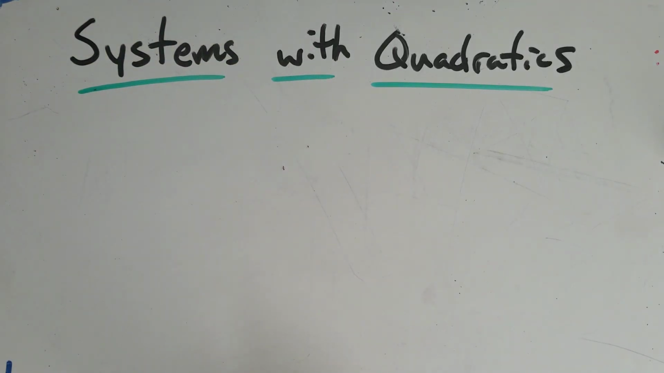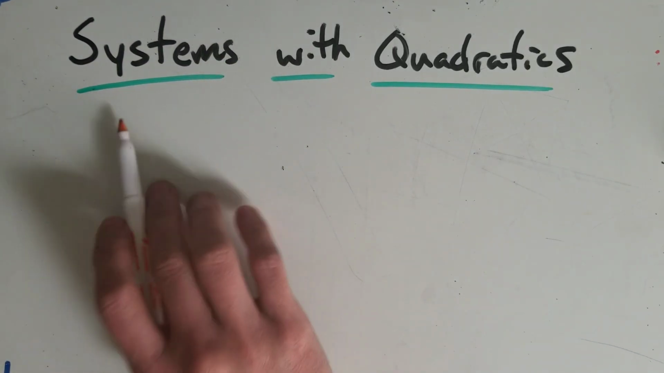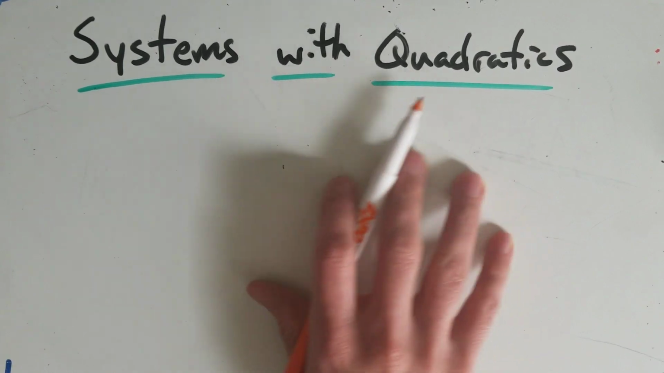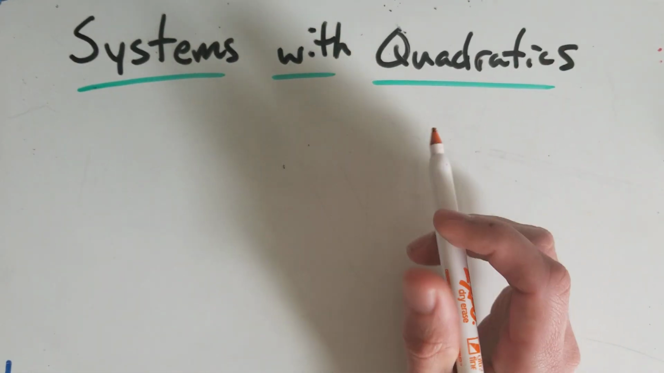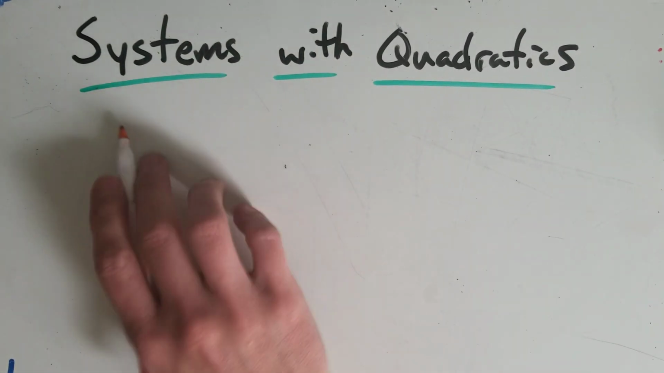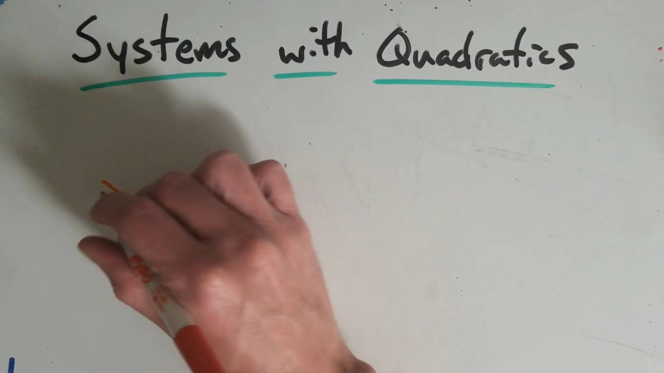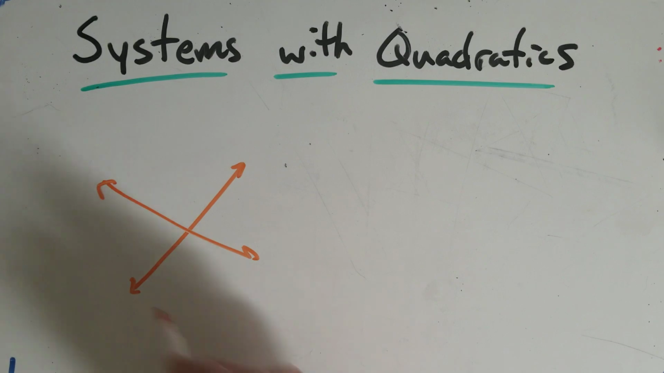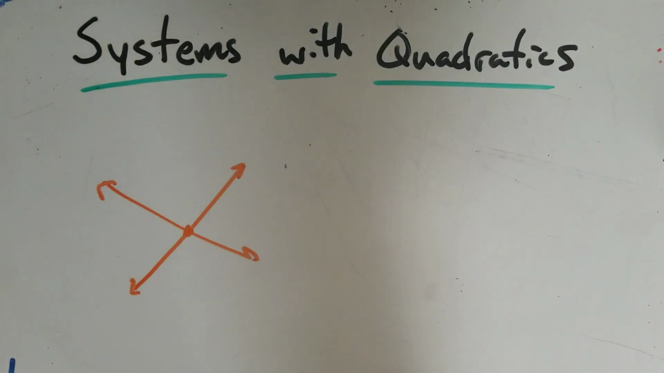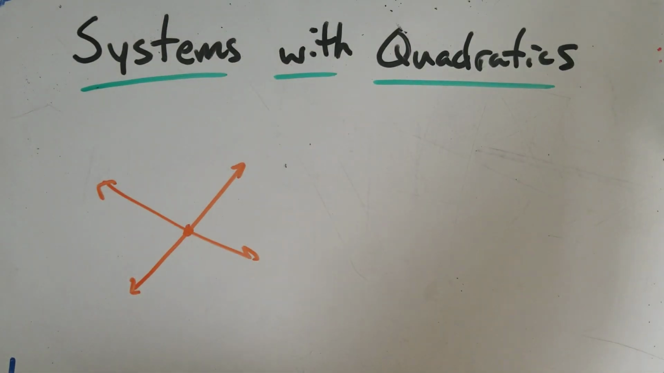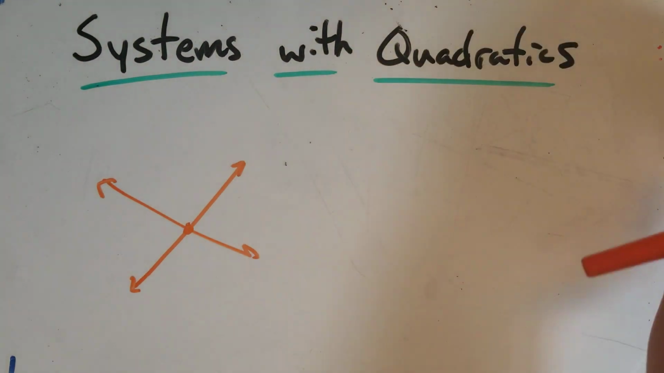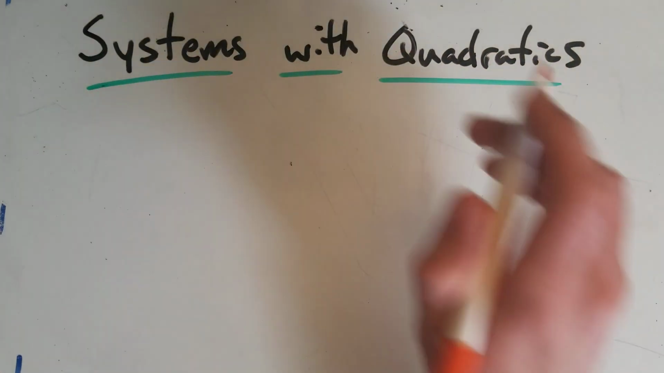Hey guys, today we're going to be talking about systems of equations that involve quadratics, some nonlinears involved. Now what we know about systems in the past, a system of equations, we would have two lines and we would be looking for their point of intersection. That's the solution to the system.